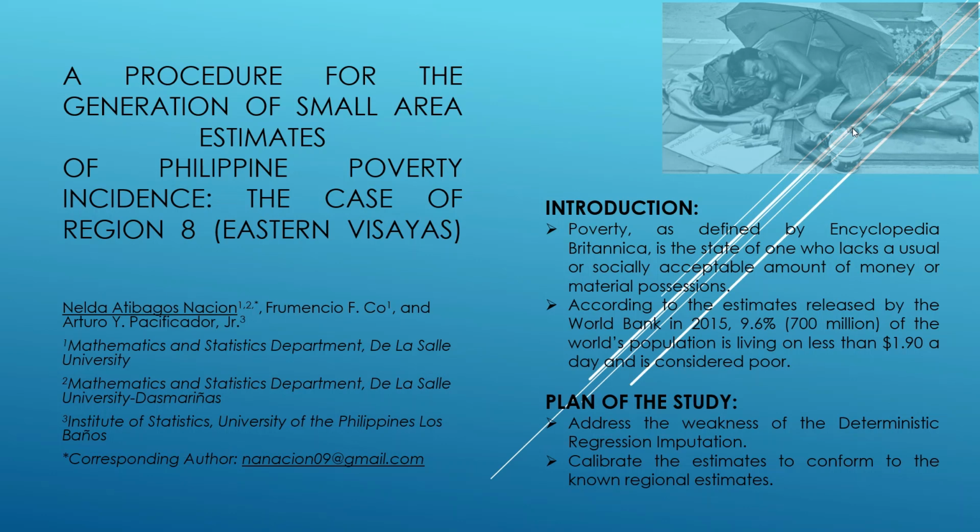However, the downside of using deterministic regression as a model in predicting income and expenditure is that it is the same as the class mean imputation, wherein the predicted values are the average values of the dependent variable and the fitted values will have grouping effects. So the plan of the study is first to address the weakness of the deterministic regression imputation and to calibrate the estimates to conform to the known regional estimates.